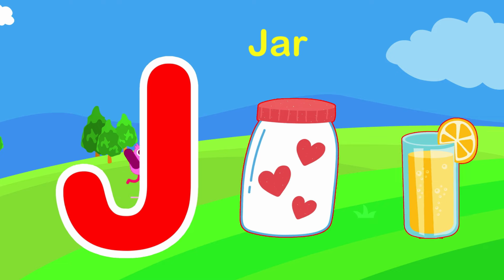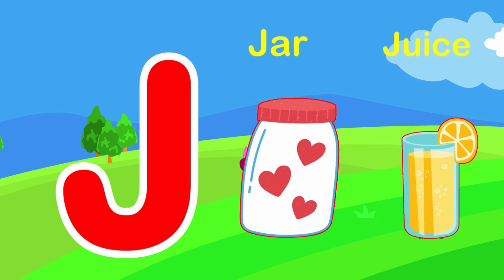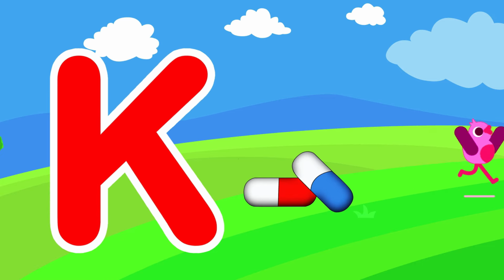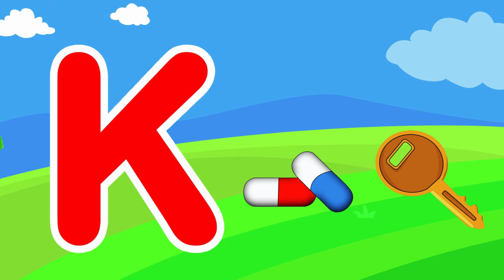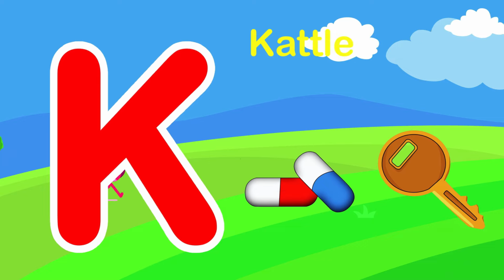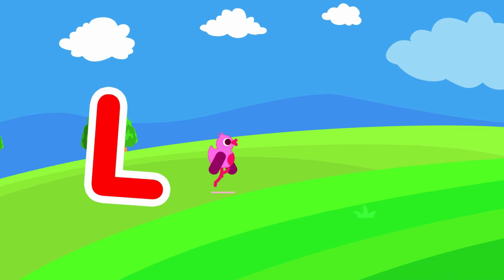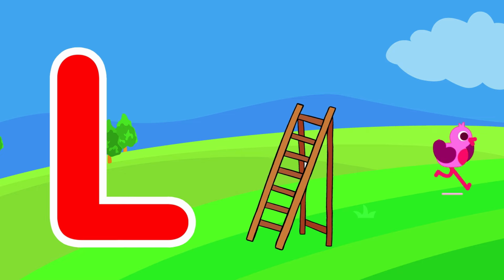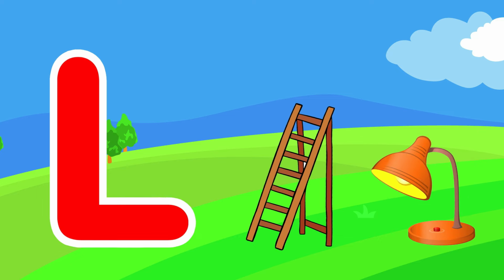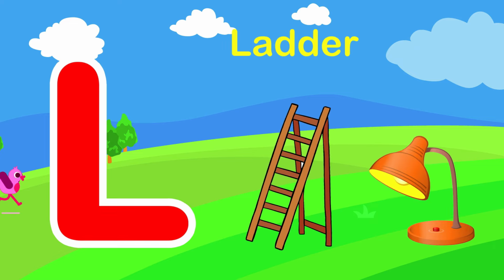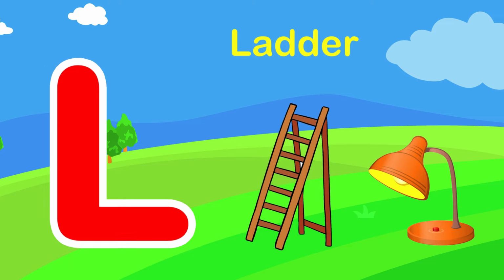J is for juice. K is for kettle, kettle. K is for key, key. K is for kettle. K is for key. L is for ladder, ladder. L is for lamp, lamp. L is for ladder. L is for lamp.